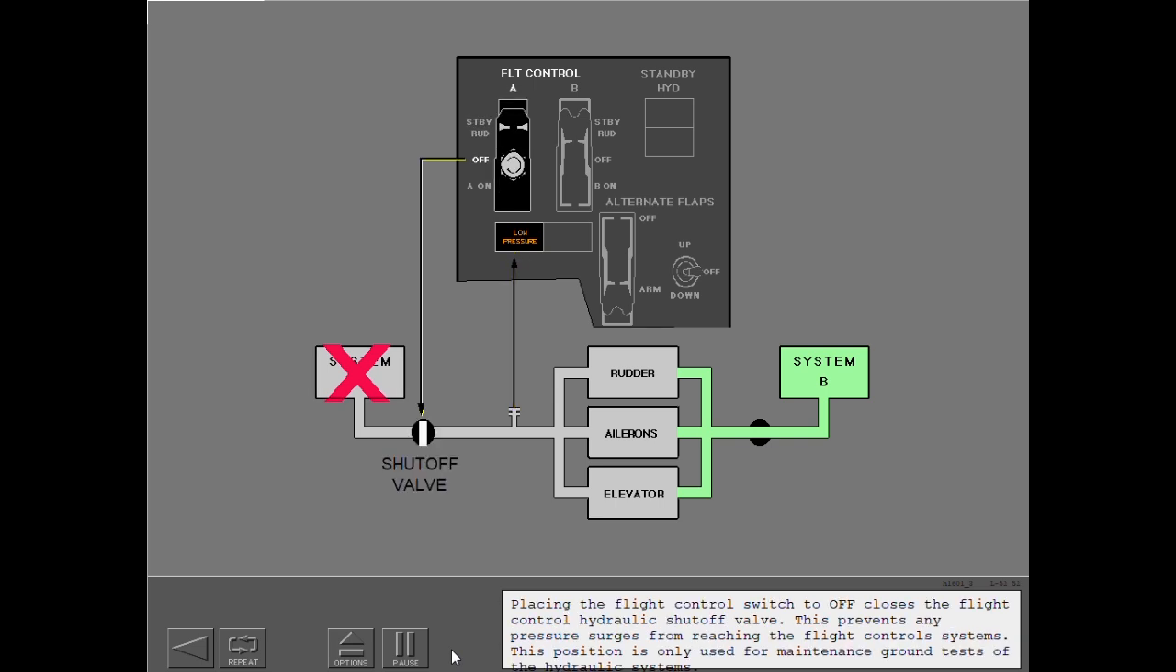Placing the flight control switch to off closes the flight control hydraulic shutoff valve. This prevents any pressure surges from reaching the flight controls systems. This position is only used for maintenance ground tests of the hydraulic systems.